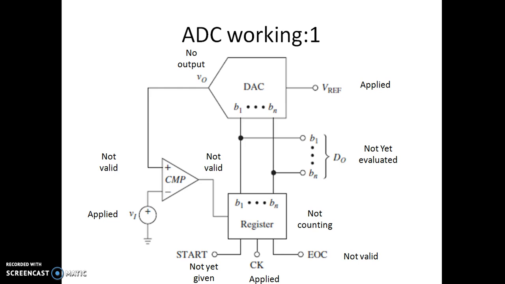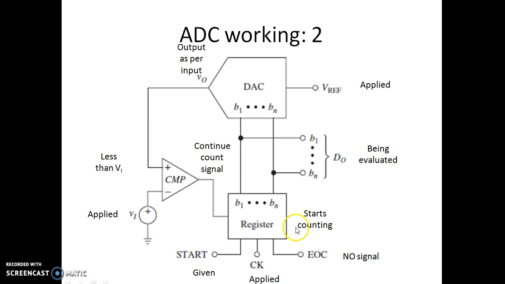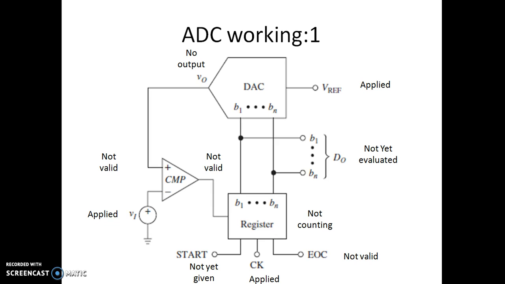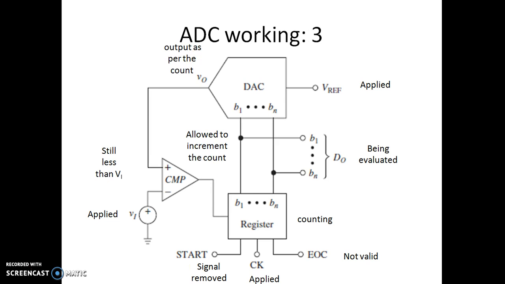So I'm starting one. Here we have not yet given the start signal, so nothing is initiated. Once we give the start signal, it starts counting. It is going to give a corresponding digital-to-analog voltage that is compared with the input voltage. If this V plus is less than V minus, it will give a signal so that the counter keeps counting. It will keep on counting as long as this V plus is less than V minus.